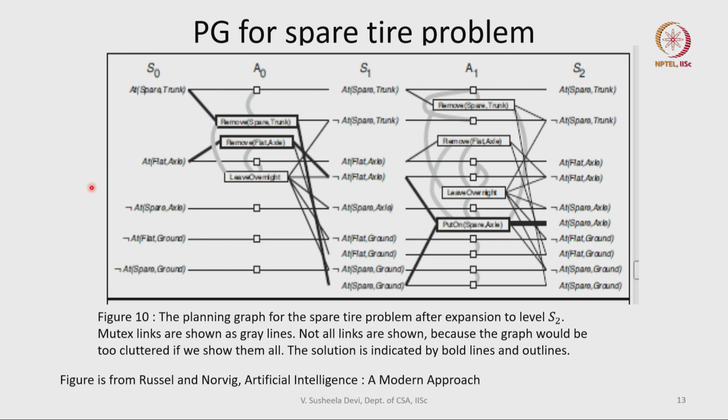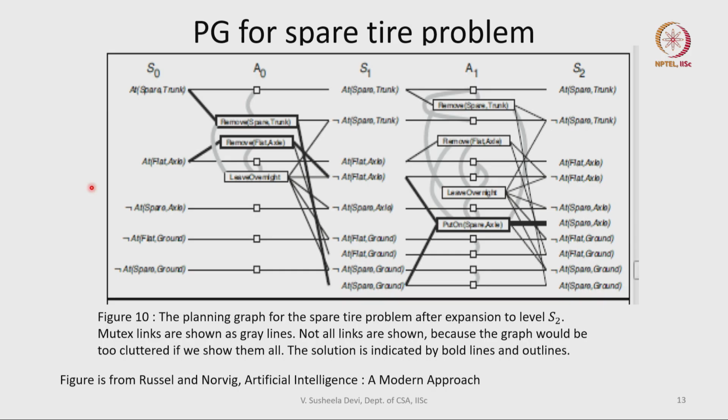That there is a flat at the axle and there is a spare tire in the trunk, and the goal that you want to reach is that you want the spare to be on the axle. So we can see that even though this is a very simple planning problem, we can see how complicated the planning graph becomes, right? So this shows that the planning graph can get really complex for very complex problems. Okay, so it may not be possible to use the planning graph for very complex problems.